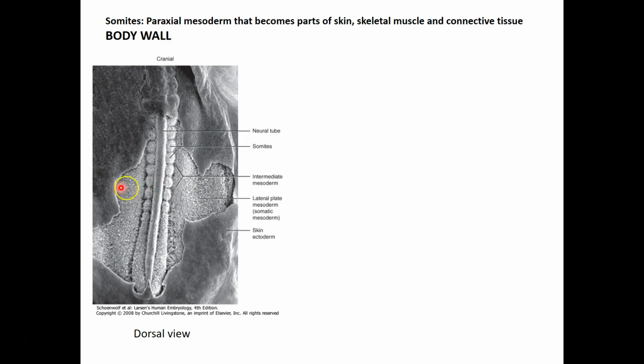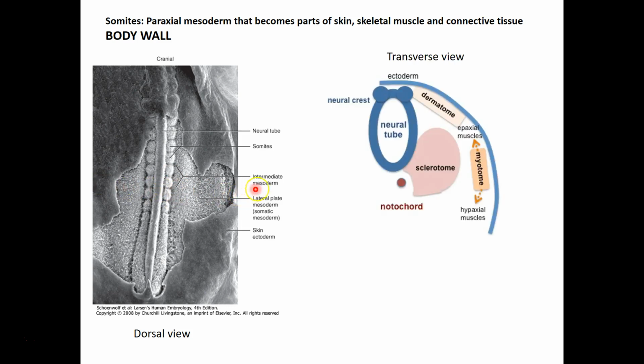Okay, so here we're seeing a dorsal view. We've kind of scraped away some of the ectoderm. There's our neural tube in the middle, and here we're seeing these segmented somites. If we were to take a cross section through this embryo, the somite is all of these structures that then breaks up into a number of different components: a sclerotome, a dermatome, and a myotome.